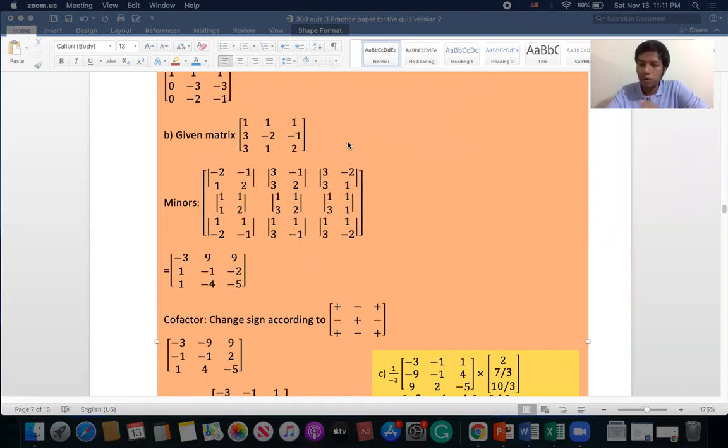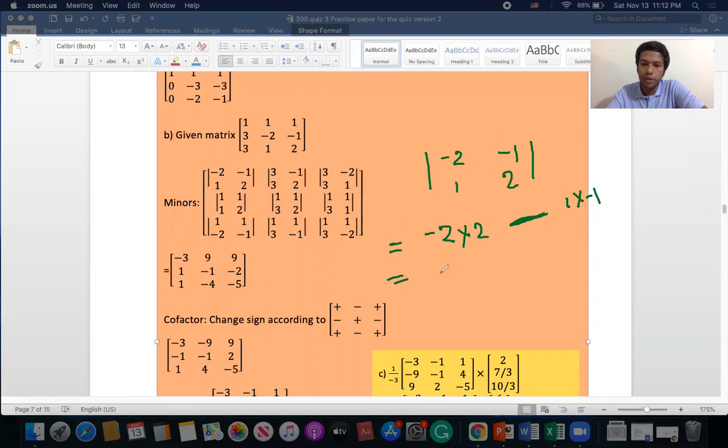From the minor, same rule: we multiply corner by corner, minus the other corner by corner. So minus 2 into 2 means minus 4. Then 1 into minus 1, it becomes plus because of the extra minus there. Let me show you this calculation. Minus 2, minus 1, 1, 2. We multiply minus 2 into 2, and this minus comes from the rule. Then 1 into minus 1.